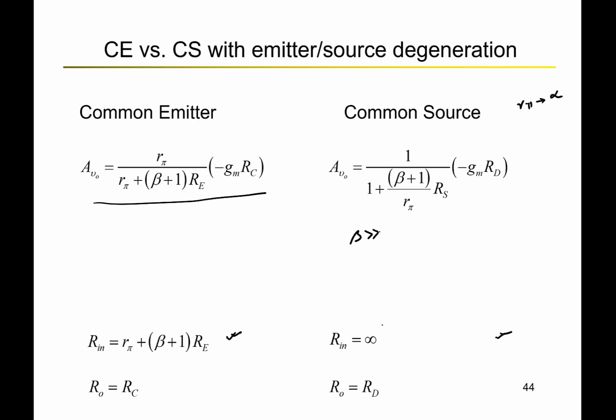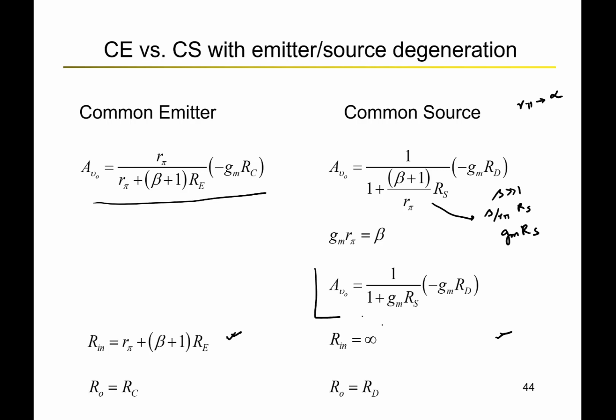Now, assuming that beta is much greater than 1, this becomes beta by R pi into Rs, and we know that gm R pi is equal to beta, so substituting that, this term becomes gm Rs, and hence we can write the formula as AV0. This is the exact same formula that we have found by doing the small signal analysis in the previous slide.